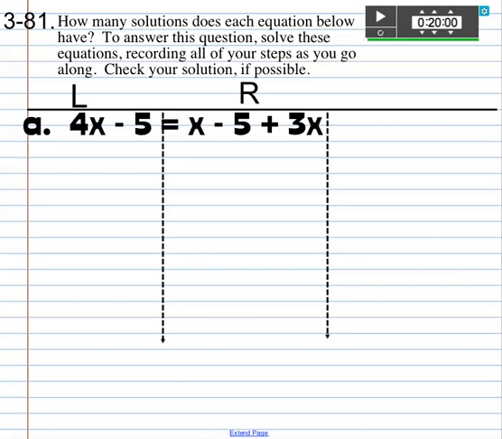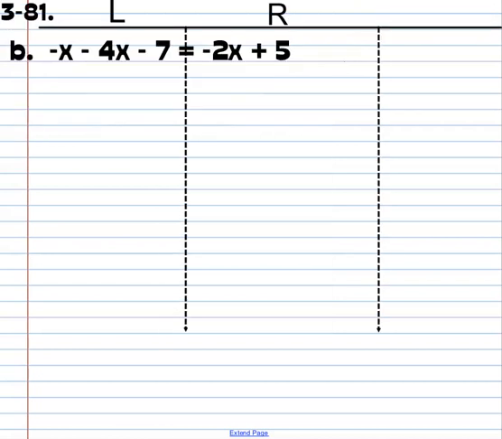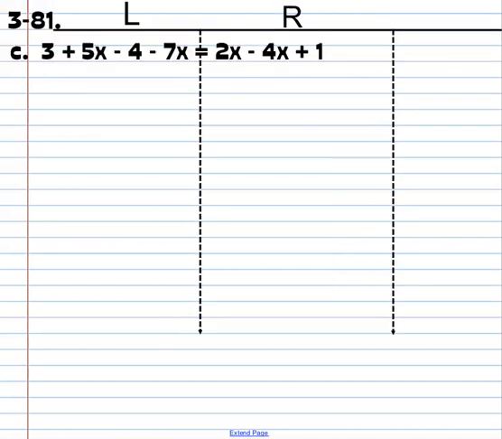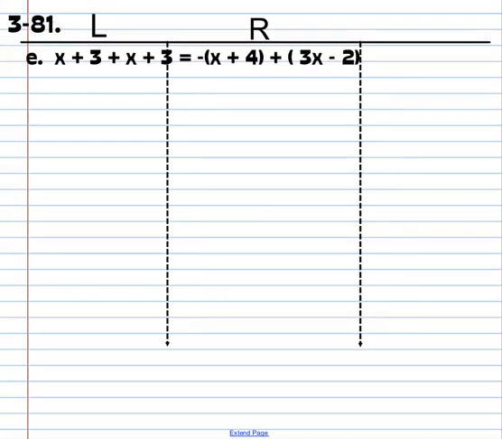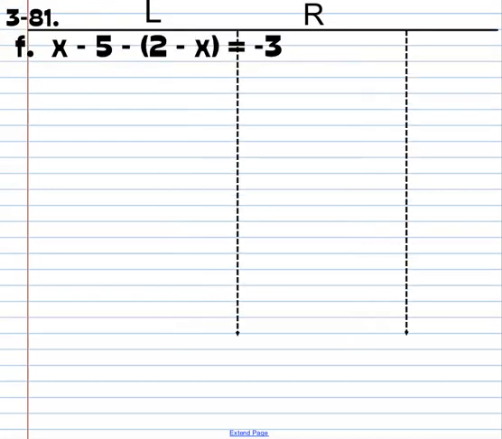We've worked them out. Set up your LRE. Go ahead and solve it. You're going to have a letter A, a B, a C, a D, an E, and an F. This may take you 20, 25 minutes to work out. Pause the video and come back here when you're done.